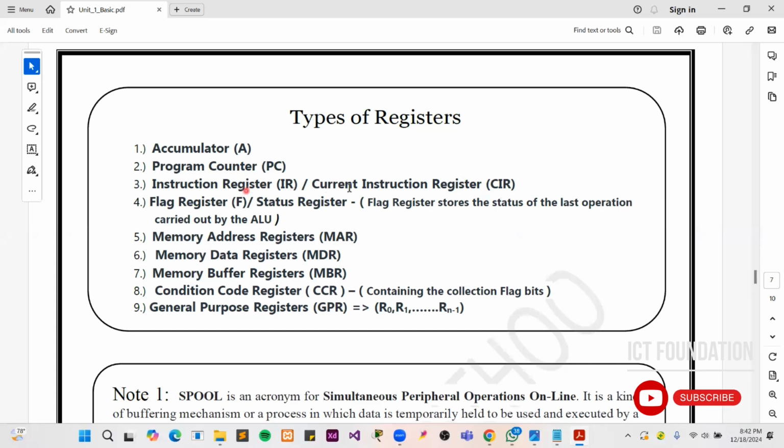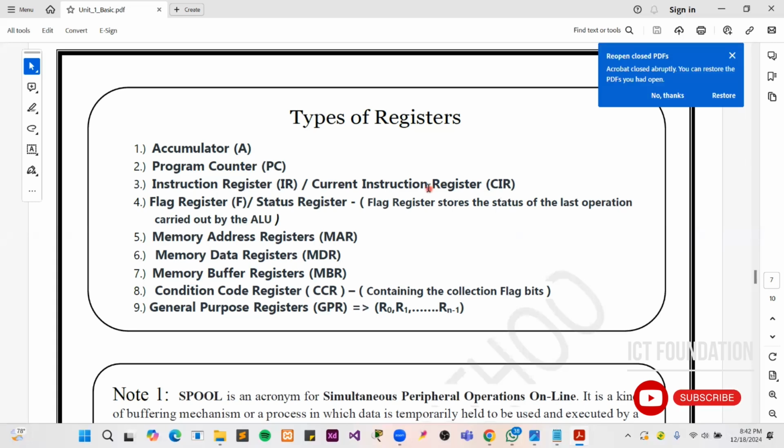Instruction register or current instruction register, both the same, IR or CIR. This is a kind of register which is storing the data which is driven from the RAM. RAM means main memory. Then flag register or status register. This flag register stores the status of the last operation carried out by the ALU. So the recent past operation is stored by the flag register.